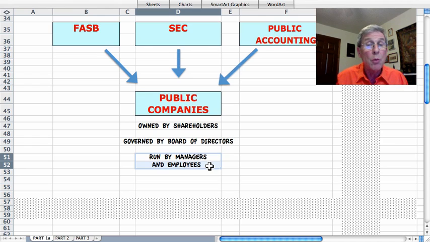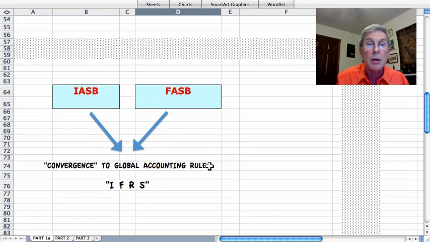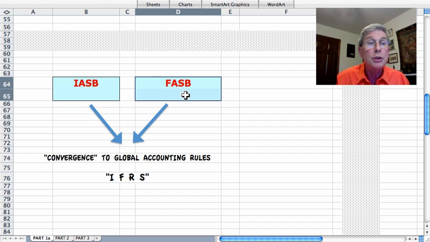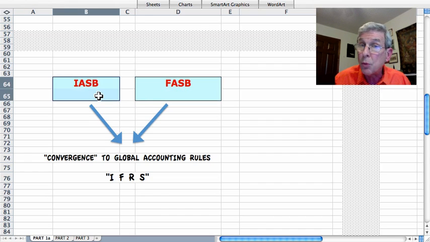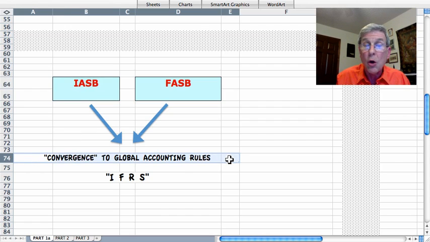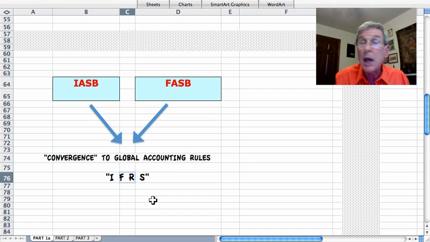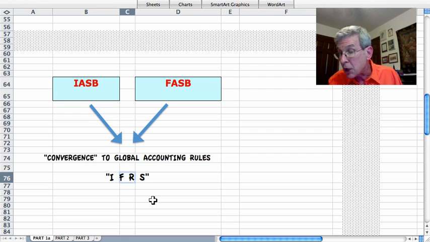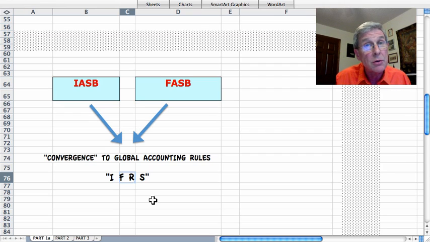Now, to give you a little bit more context, I want to mention that the FASB has been working closely with the International Accounting Standards Board through a process called convergence, whereby over the next few years, the accounting rules that pertain to American-owned companies will be converging or coming together with international accounting rules, so that soon we will have global accounting standards and accounting rules. They are referred to as IFRS, or International Financial Reporting Standards.